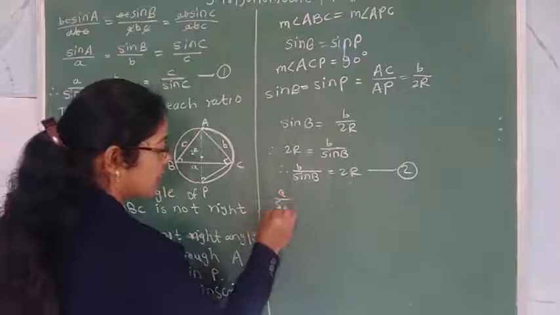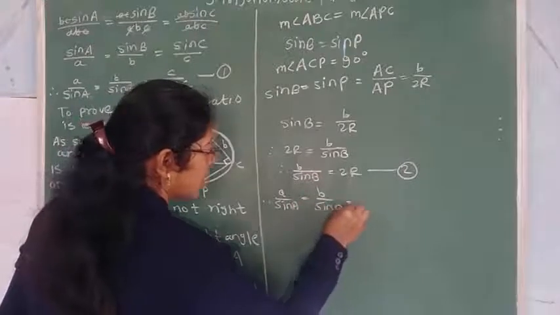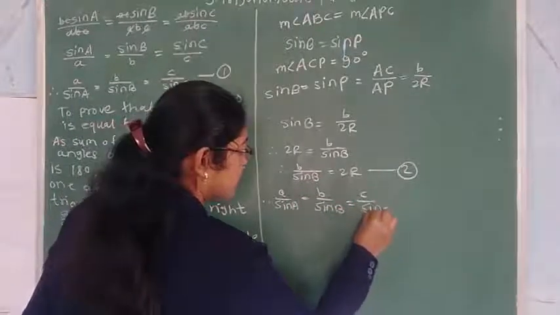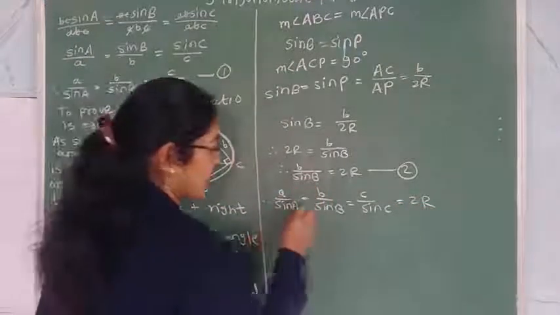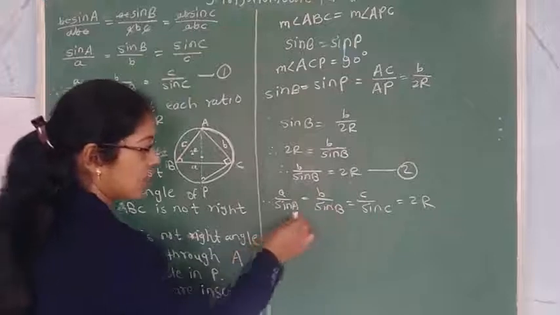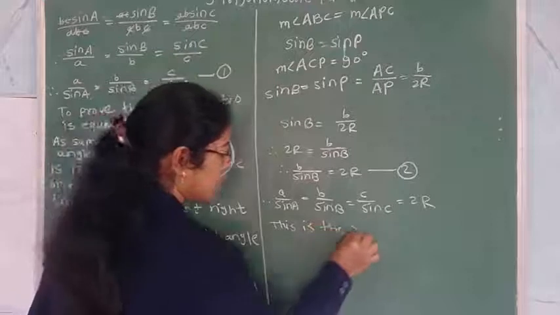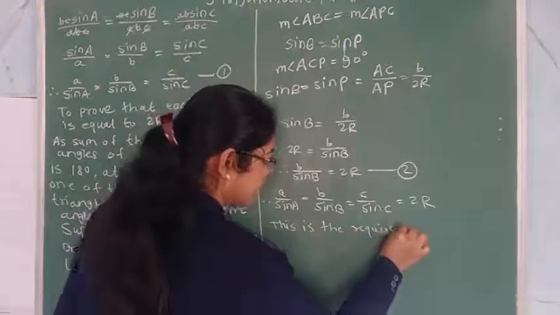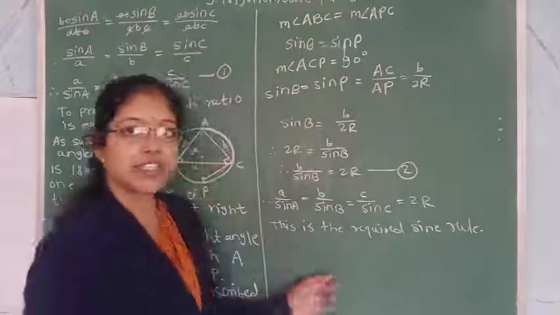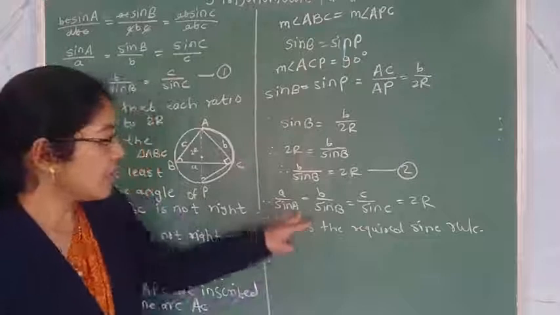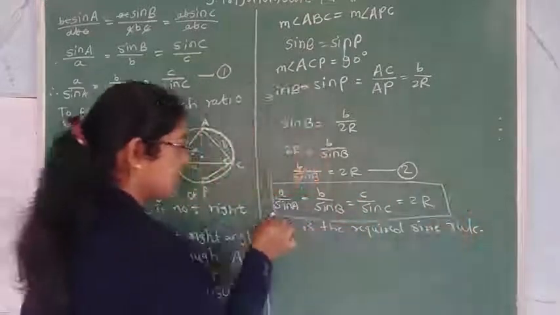So a upon sin A is equal to b upon sin B is equal to c upon sin C is equal to 2R. From first and second we can write this equation, and this is the required sine rule. Now in the next lecture we will see different forms of this sine rule.